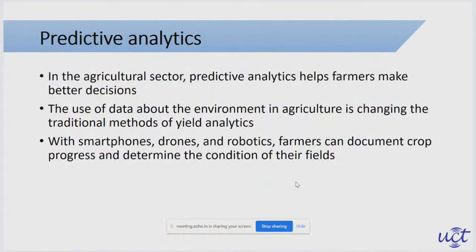AI is also playing a very vital role in the agriculture sector. Predictive analytics can help our farmers in making better decisions. Once we have the sensors, we have a lot of data on how to use the right amount of fertilizers, the right amount of irrigation, what time we should harvest, and what time we should sow our plants. This will make sure that our yield increases, and based on historical data, these decisions will be taken care of.